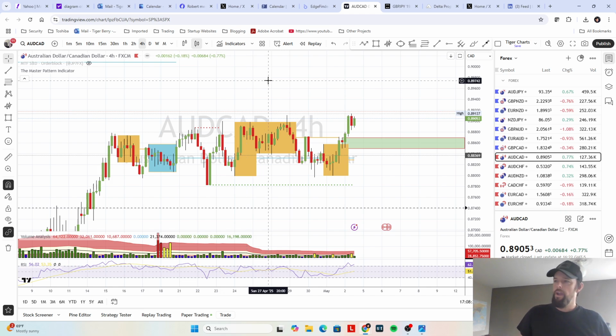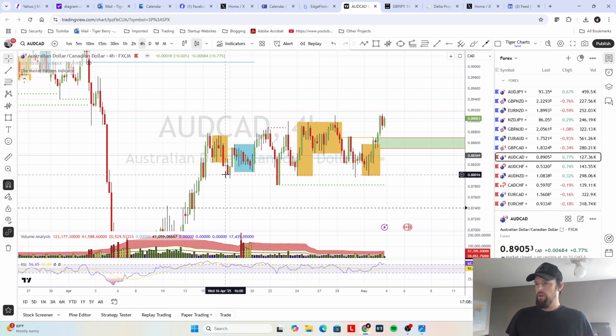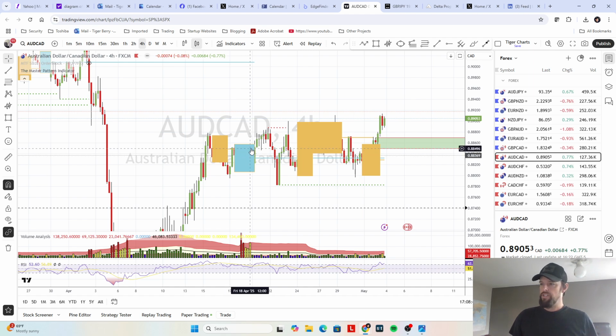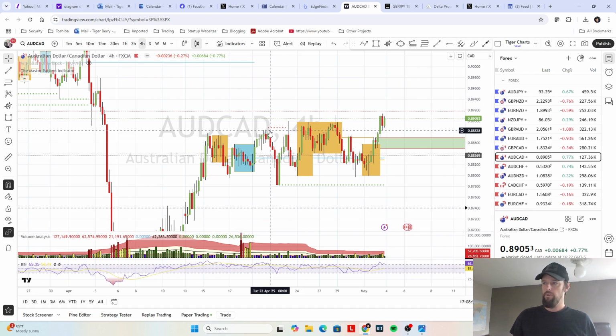Now, the way the master pattern works is something called contraction, expansion, trend. If we look at this blue box just as an example, price contracted, price expanded out to the top, so the institutions pushed it up. They want to see what kind of volume they get, how many buyers step in to potentially move price. If they don't get enough volume, then what they'll do is collect this volume to the left. See this high point here?